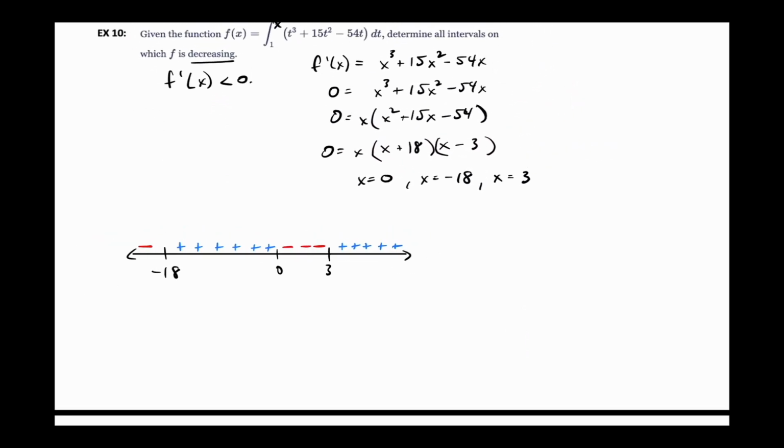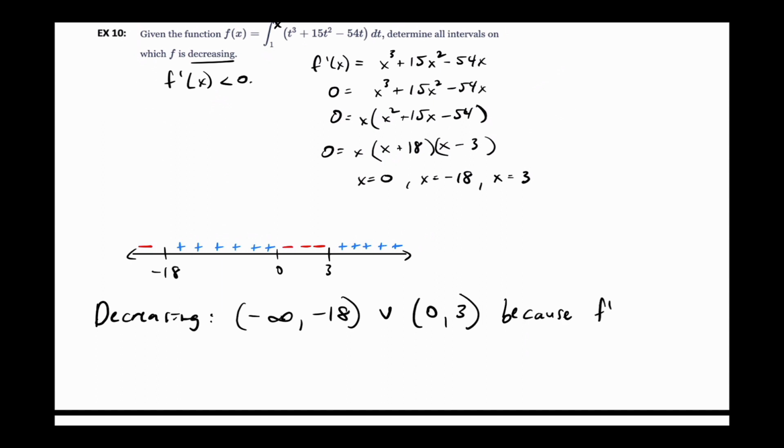Okay. So decreasing from negative infinity to negative 18, or 0 to 3, because f prime of x is less than 0. Any number you plug in for x that's less than negative 18 or in between 0 and 3 is going to give you a decreasing function. Okay?